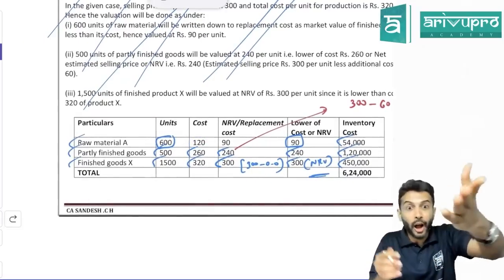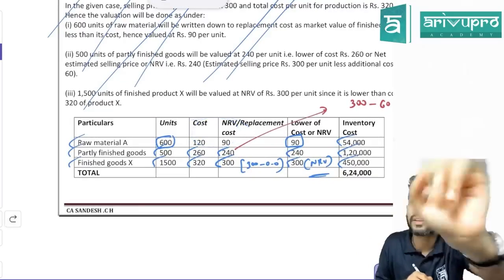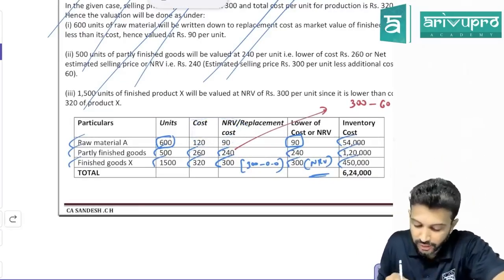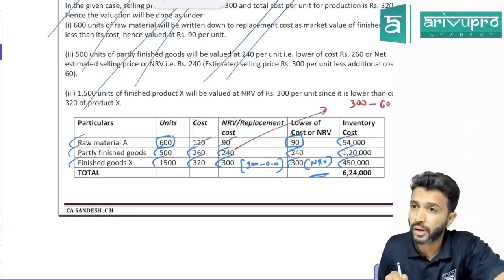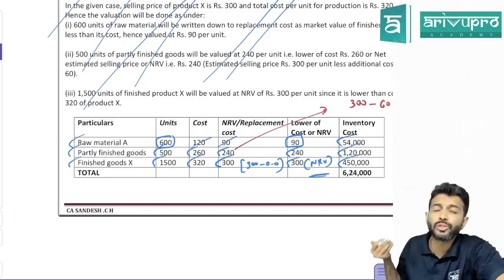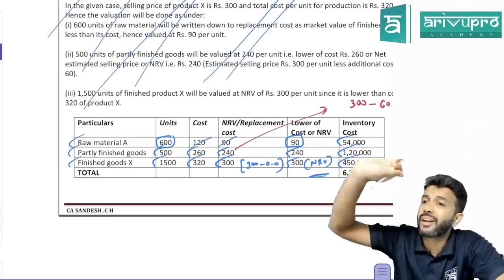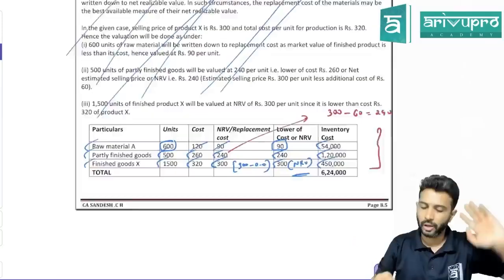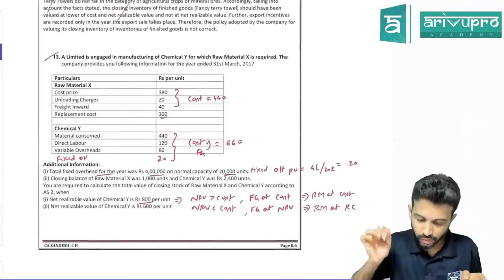Okay. Alright. For raw material, don't do a cost and NRV comparison. Don't compare cost and NRV for raw material. Is that okay? Directly write what? Since finished goods is valued at NRV, raw material will be valued at replacement cost. Directly that. Okay. Alright.